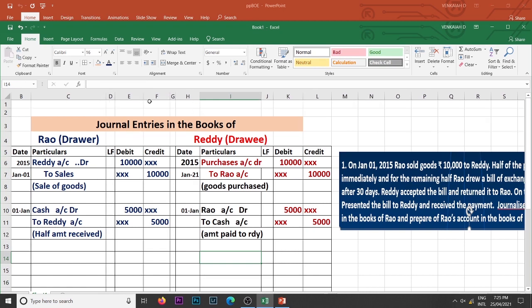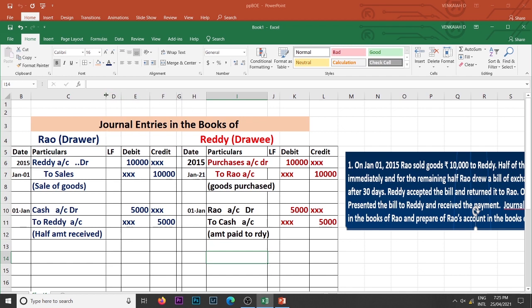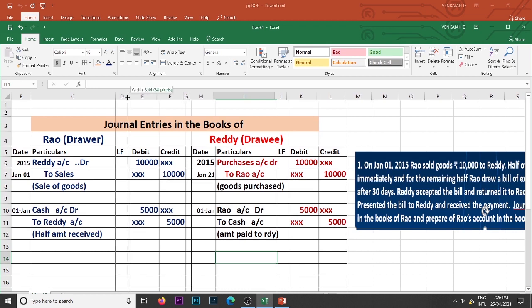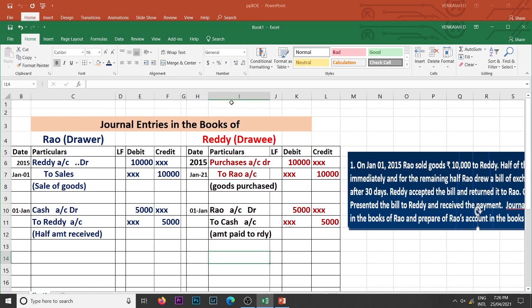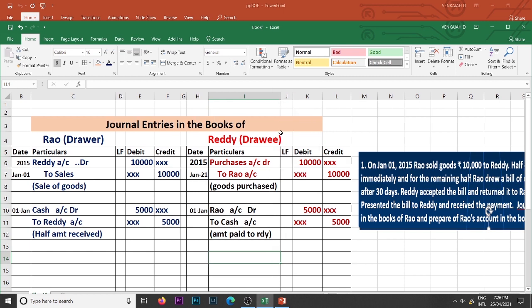Two things we completed. Number one, goods sold. Number two, half the amount of cash received. This is in the case of Rao. In the case of Reddy, goods purchased and half the amount is paid.